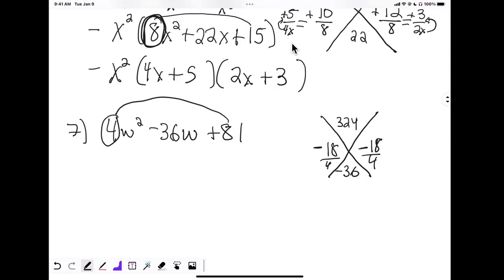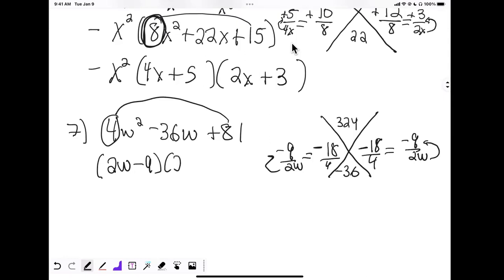Now I have to simplify. They're both negative 9/2. Negative 9 over 2. It's a W, so I put a W on the bottom, and then I'm going to factor, going backwards, backwards, backwards. 2W minus 9, 2W minus 9, which can also be written as 2W minus 9 squared.